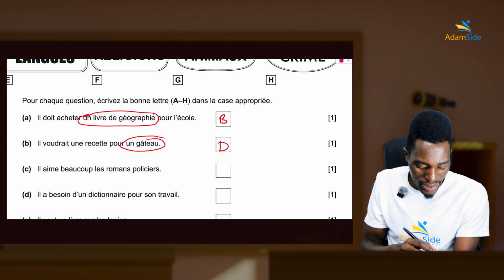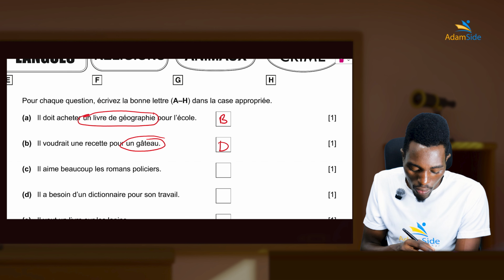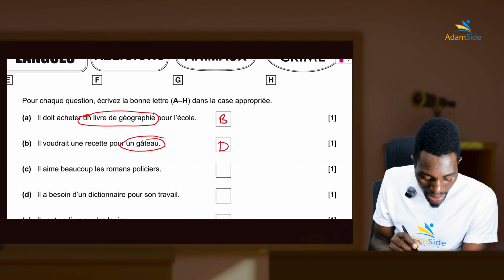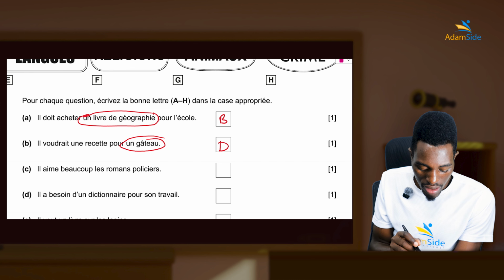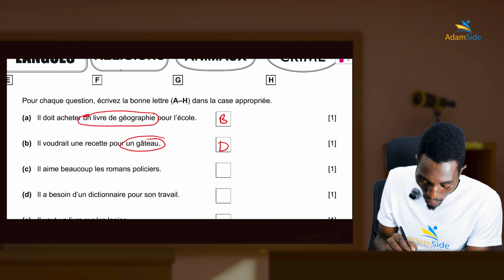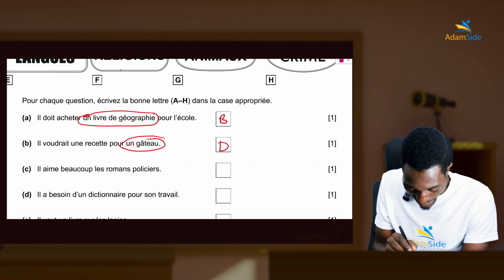Then question C: il aime beaucoup les romans policiers. He likes very much the romans policiers.